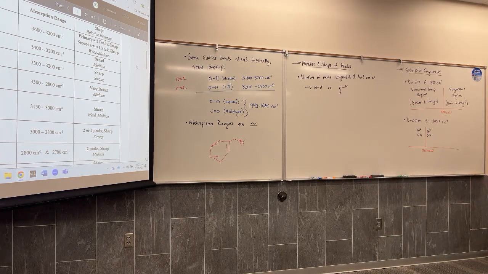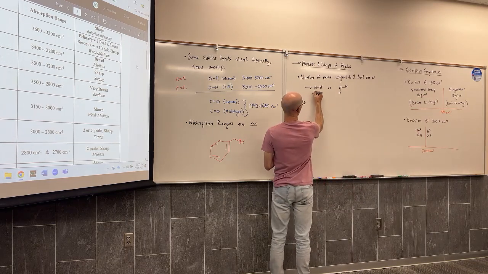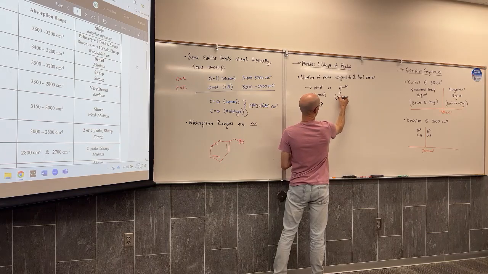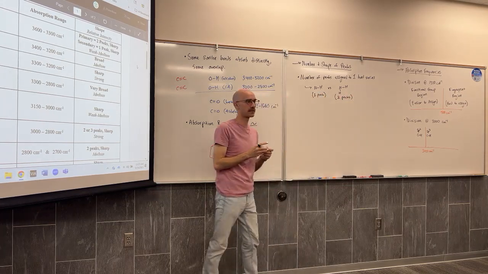The NH bond is the only bond that changes the number of peaks you see based on how many of those bonds are present. If there is only one NH in a molecule, you'll see one peak. But if there are two NHs in a molecule, you'll see two peaks.